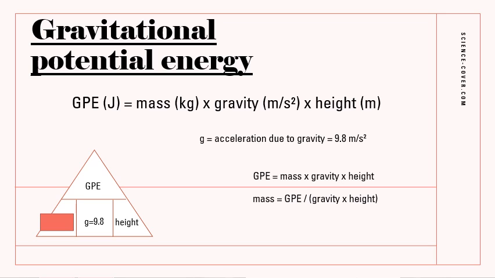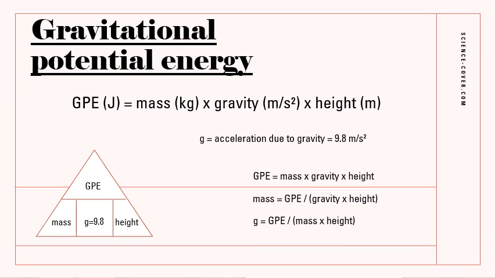If we want to find g, so this is usually if we're on a different planet and we wanted to calculate the acceleration due to gravity on that planet, you would cover up g, and you would have to take the gravitational potential energy of an object and divide that by the mass and the height, because GPE is on the top of the triangle and mass and height are on the bottom of the triangle.